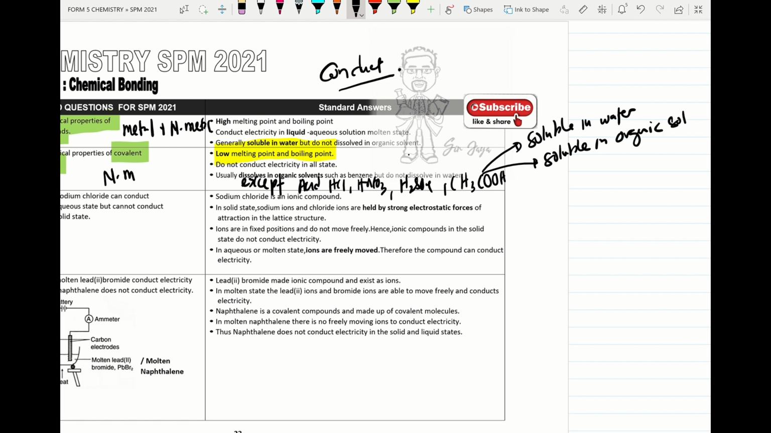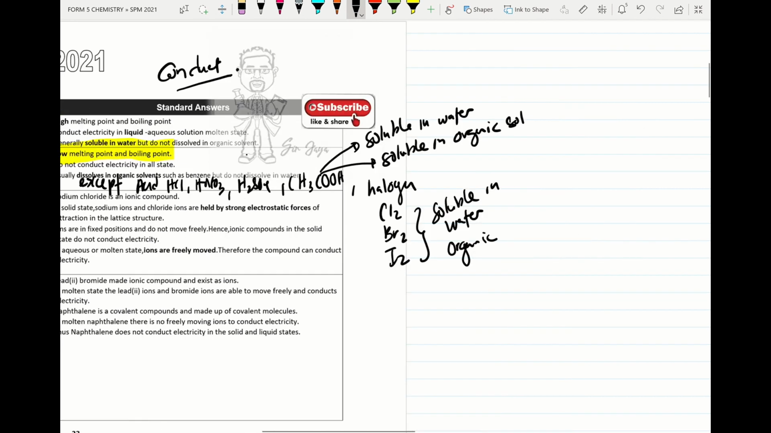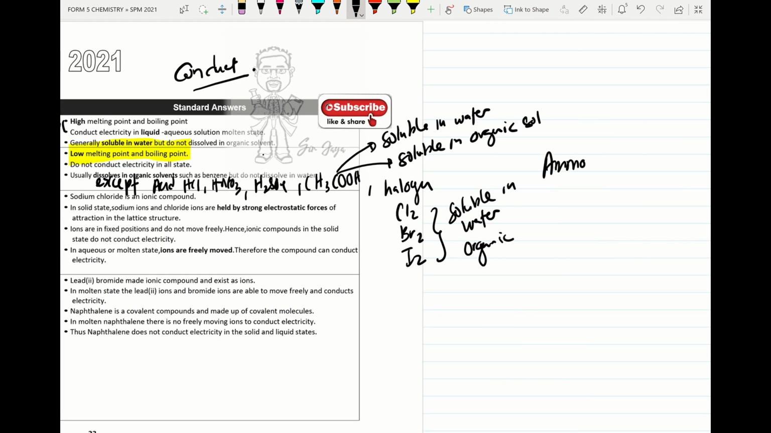And other than that, please remember the halogens like chlorine, bromine, and even iodine, they are also soluble in water. At the same time they are also soluble in organic solvent. And another one is ammonia, NH3. Even though it's made up of covalent compound, this ammonia is soluble in water, also soluble in organic solvent. So please remember all this.